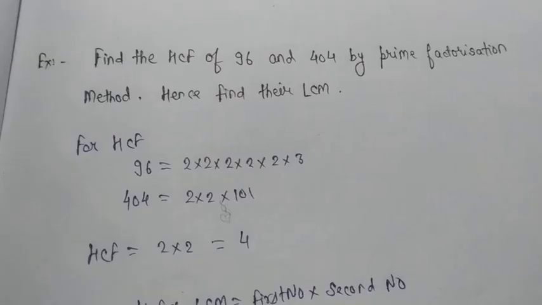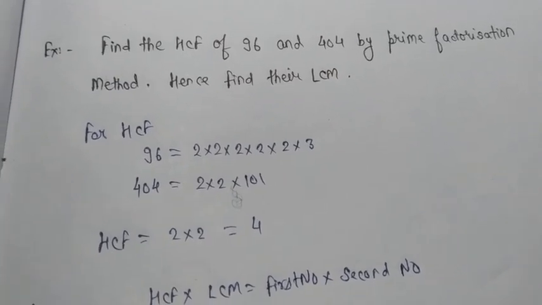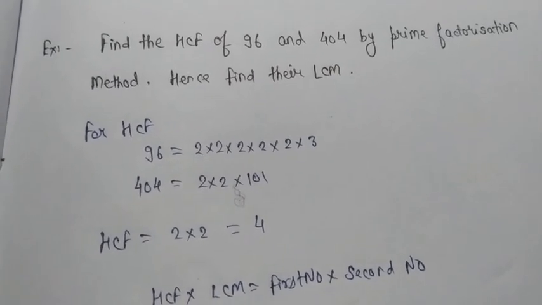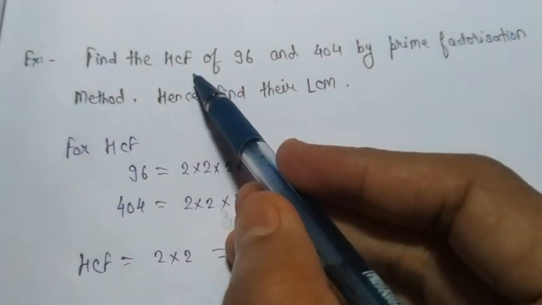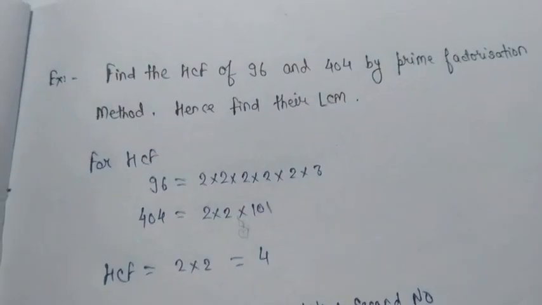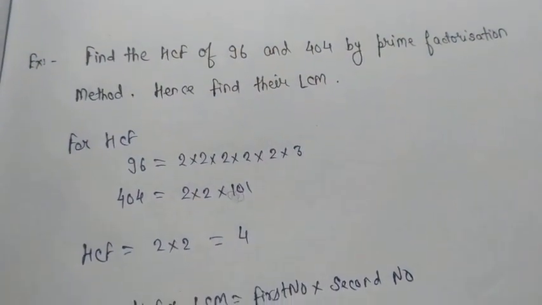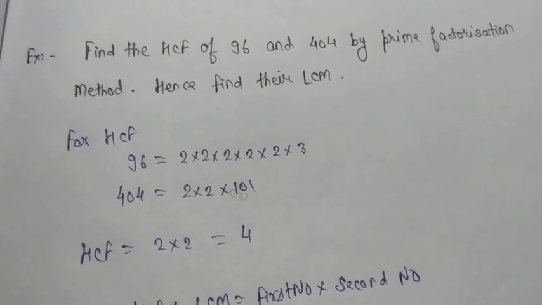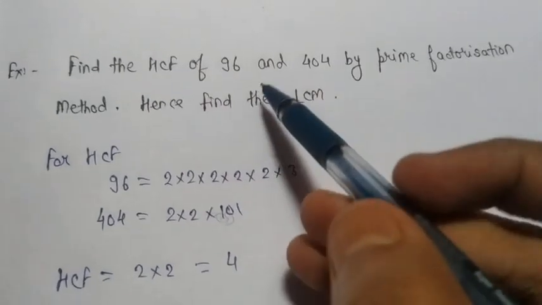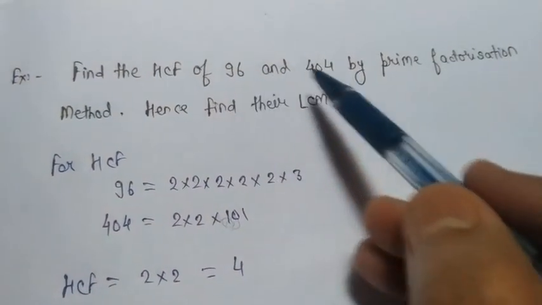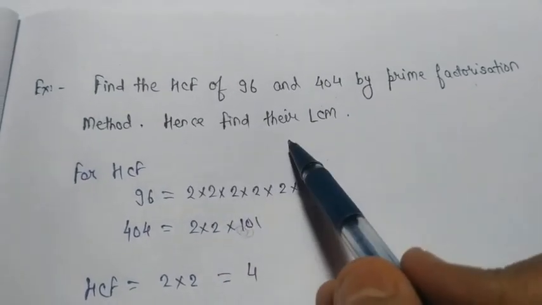Okay, now see one question which is based on this formula, whatever I told you. Right now find the HCF of 96 and 404 by prime factorization method and hence find their LCM. आपको क्या करना है? You have to take out the HCF of 96 and 404 by prime factorization method, and after that you have to find the LCM.